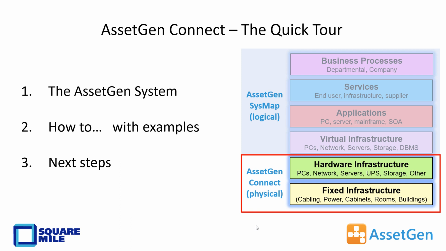I'm the CEO and one of the original founders of AssetGen, and I'm going to take you through a quick tour of the AssetGen Connect system. On the right hand side you can see that the Connect system focuses on the physical infrastructure, covering hardware, cabling, rooms, buildings, and is complementary to our other product called AssetGen Sysmap, which looks more at the virtual infrastructure that lives above the hardware. That's covered in a separate video, so I'm going to cover how the Connect system works and show you various examples of functionality in the system.